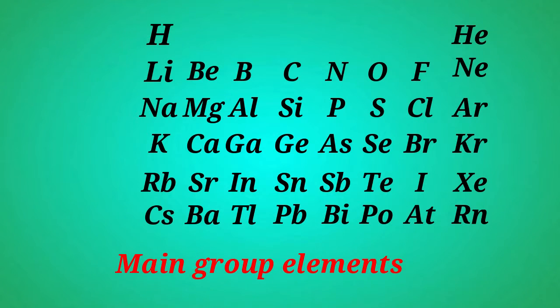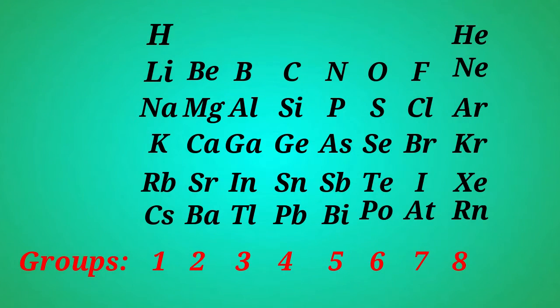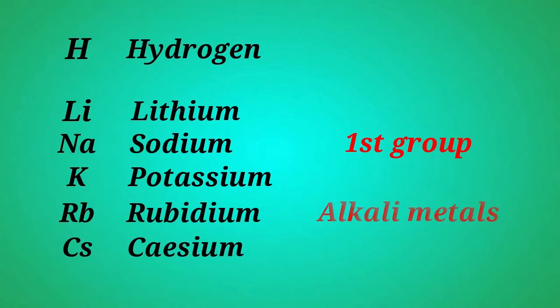These are the main group elements. These are the numbers of the groups. In our very first video, we talked about group number 1, which includes hydrogen.